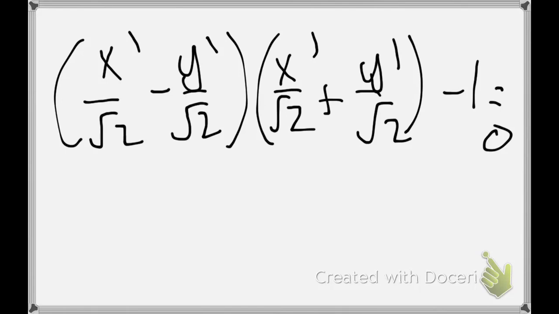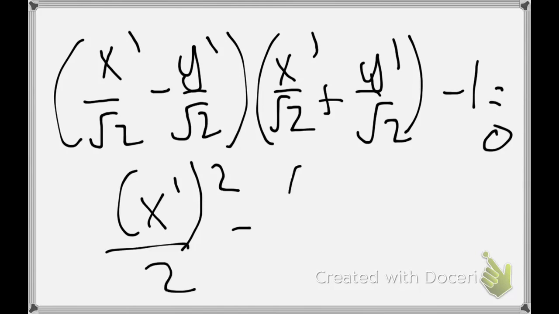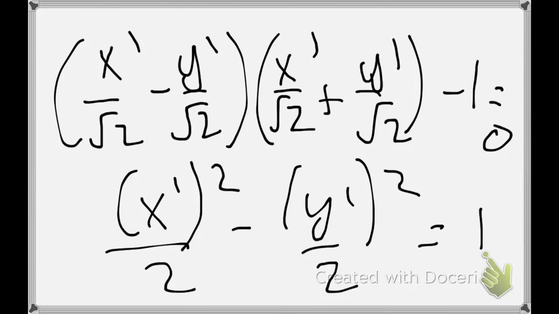Okay, so now that we have this, we can FOIL this out, you can do the FOILing yourself, but the final answer is x prime squared over 2 minus y prime squared over 2 is equal to 1. So we will be using this equation to find all our key points and graph. So we know a is equal to root 2 because that was the denominator under x prime, and b is also equal to root 2.